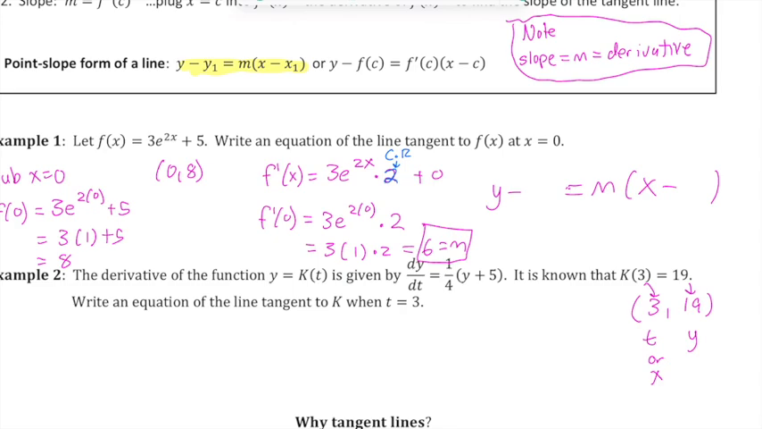Let's substitute our values in for the slope. It's y minus y1, which is 8 in this case, equals the slope 6 times x minus 0. If we simplify this, we get y equals 6x plus 8. And there we go, there's the equation of the tangent line.